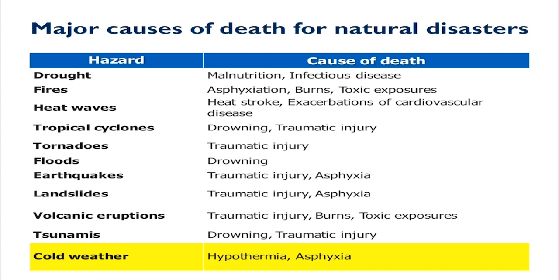So let's talk in more detail about those two aspects. Hypothermia is basically when the body temperature is too low. So it affects our heart and also affects our brain and our nervous system also. So hypothermia, yes, that's rather intuitive. But there's another cause that I want to talk to you about because it's also very important to recognize that actually asphyxia or suffocation is another cause of death when we're looking at cold weather disasters.